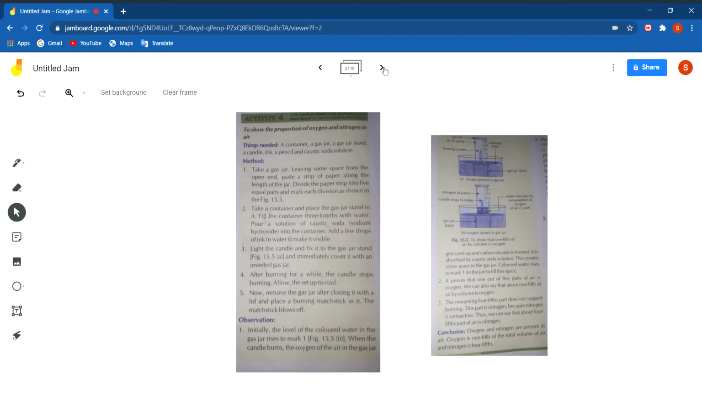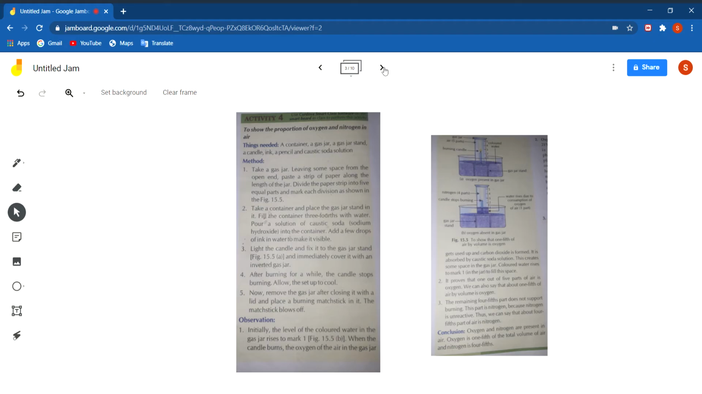Then next we shall discuss an experiment to show the proportion of oxygen and nitrogen in air. You know, 78% is nitrogen and 21% is oxygen. Means oxygen is 1/5 of the total air and nitrogen is 4/5 of the total air. Now to show this by experiment, we need a container, a gas jar stand, a candle, ink, a pencil and caustic soda solution.